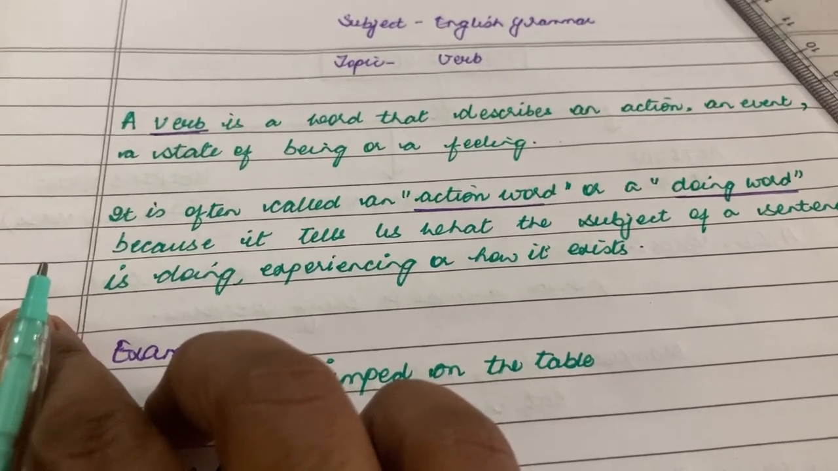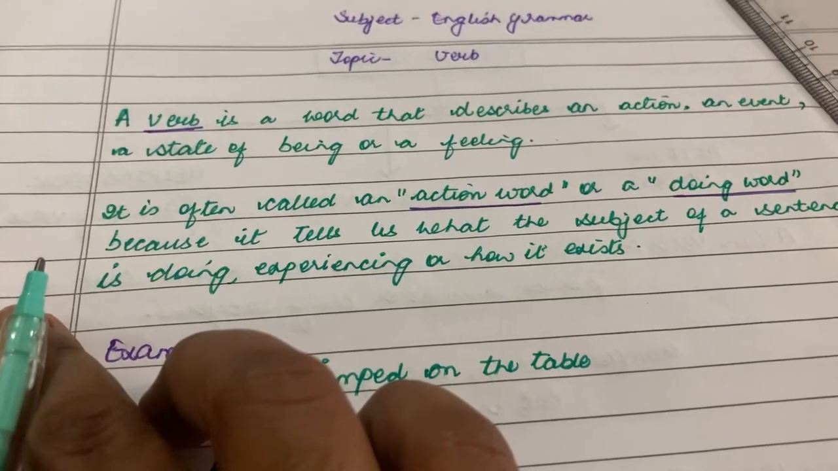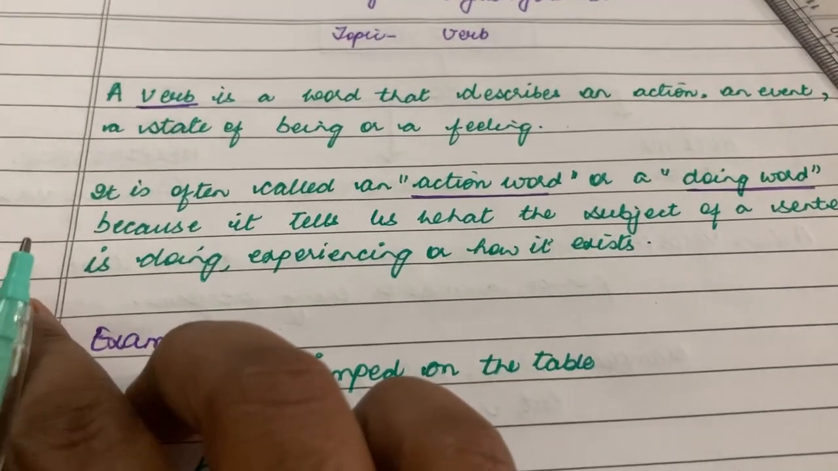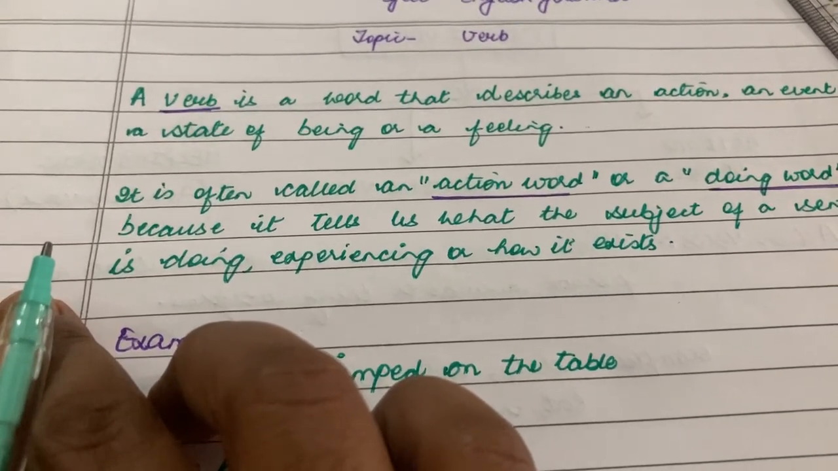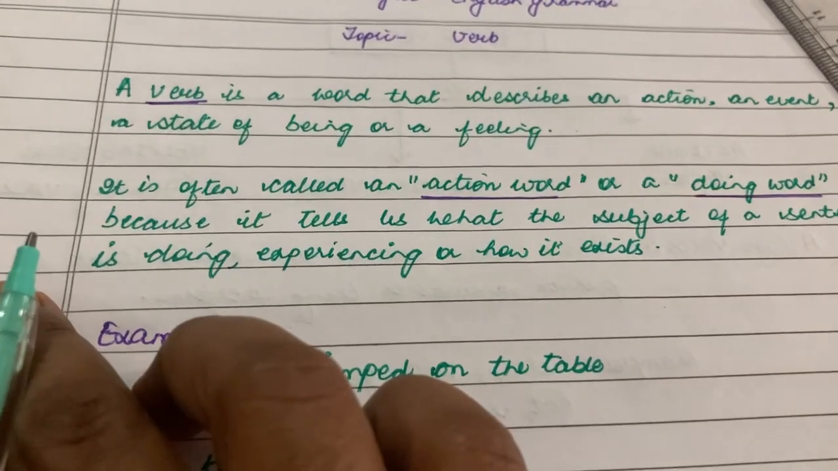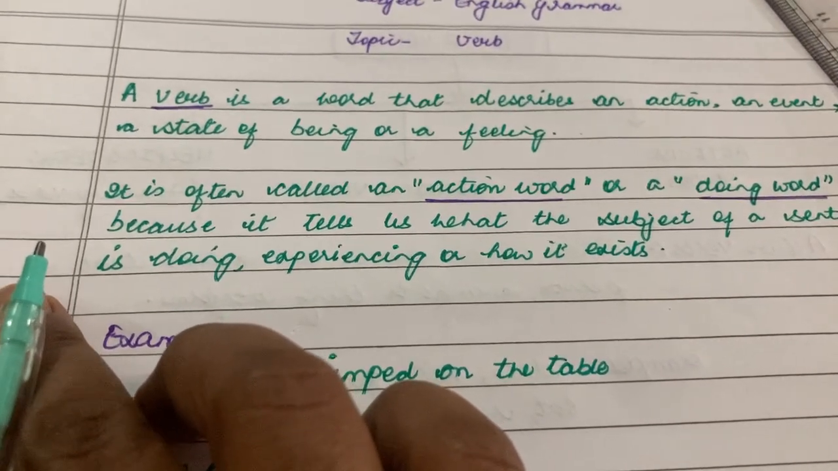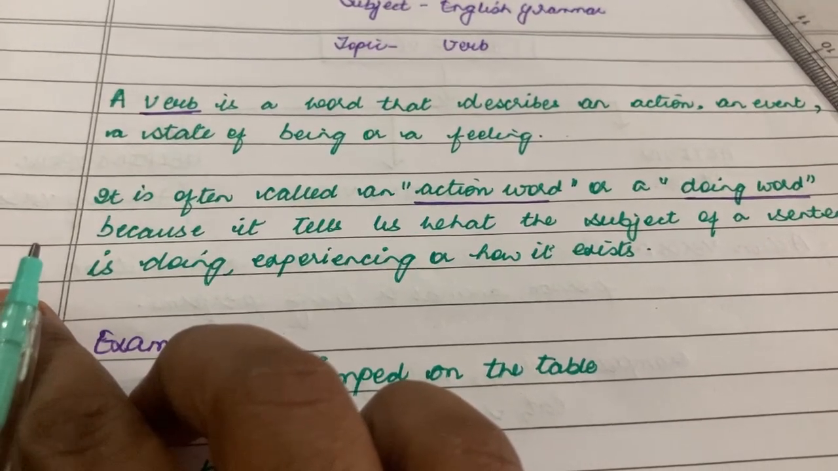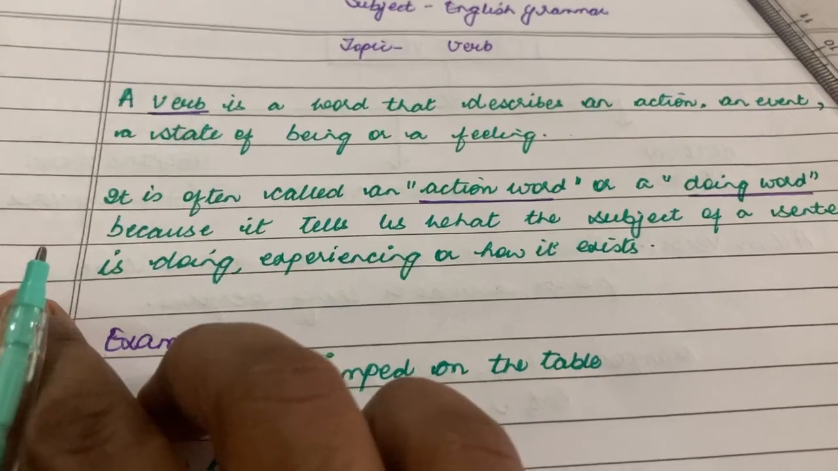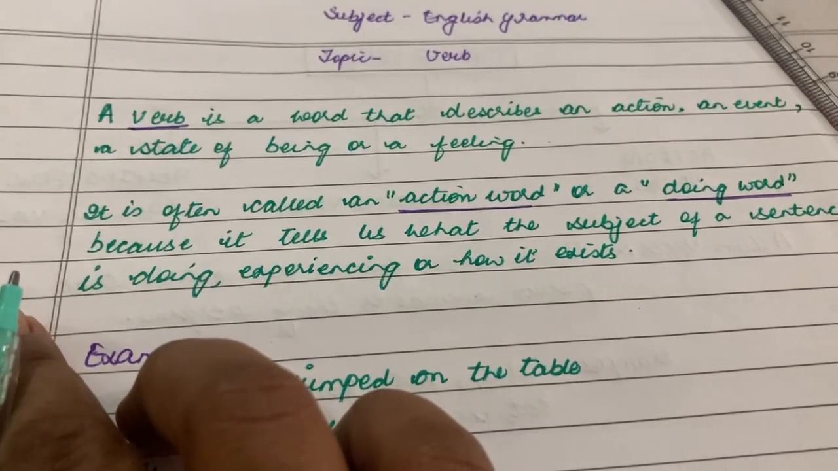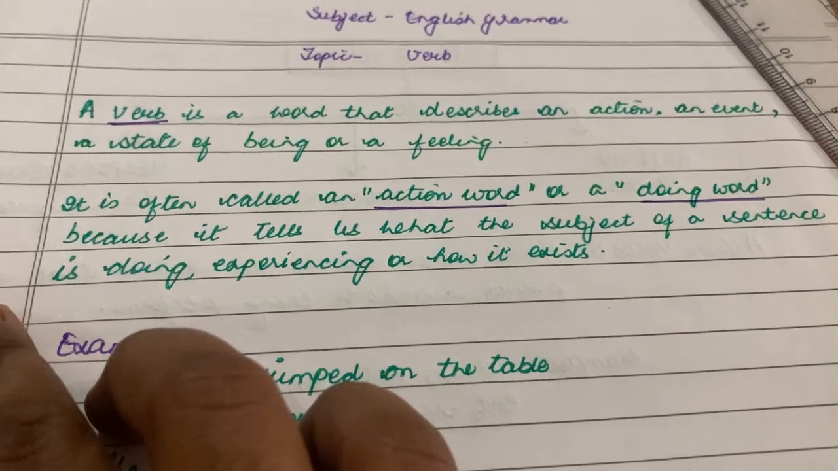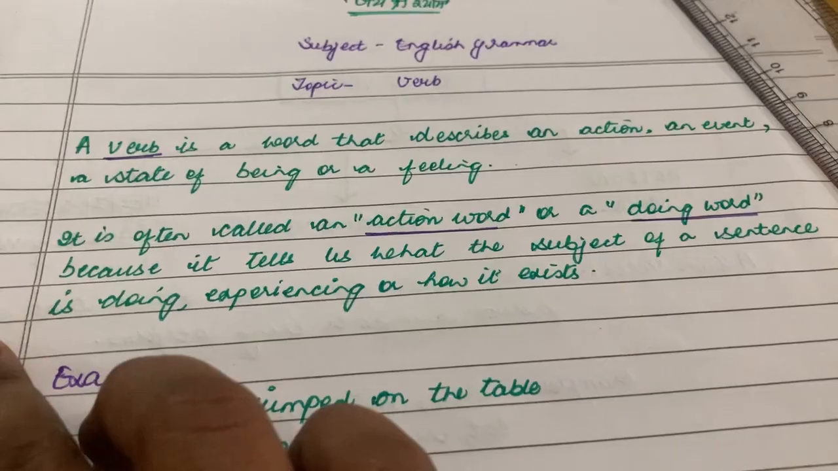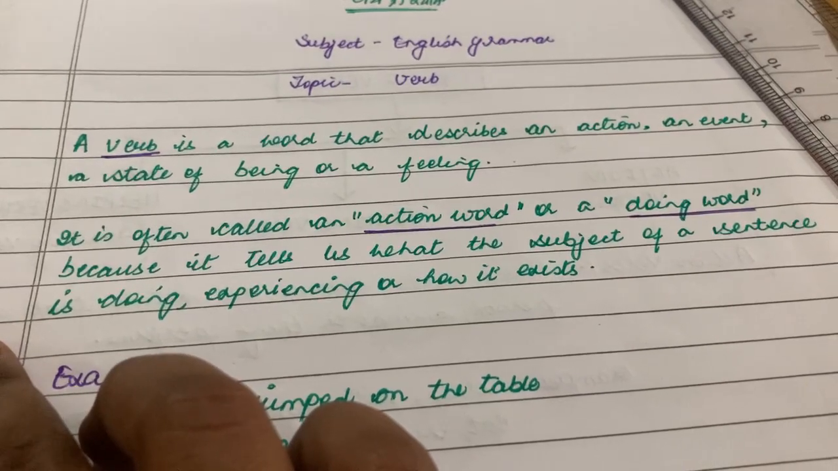But apart from action, a verb also describes an event, a state of being, or a feeling. So feeling is like if you're feeling happy, you're feeling sad. So even these are verbs. Yes. So a verb is a word that describes an action, an event, a state of being, or a feeling. It is often called an action word or a doing word because it tells us what the subject of a sentence is doing, experiencing, or how it exists.